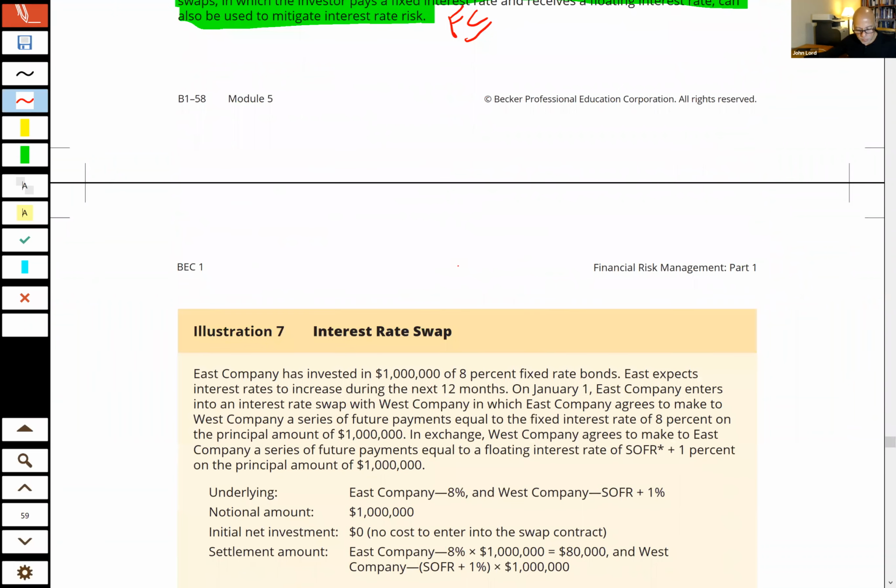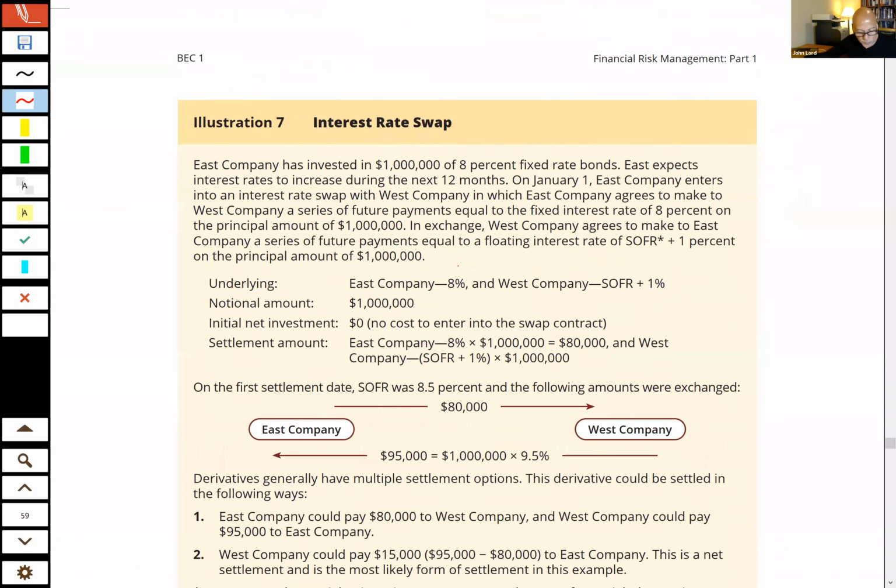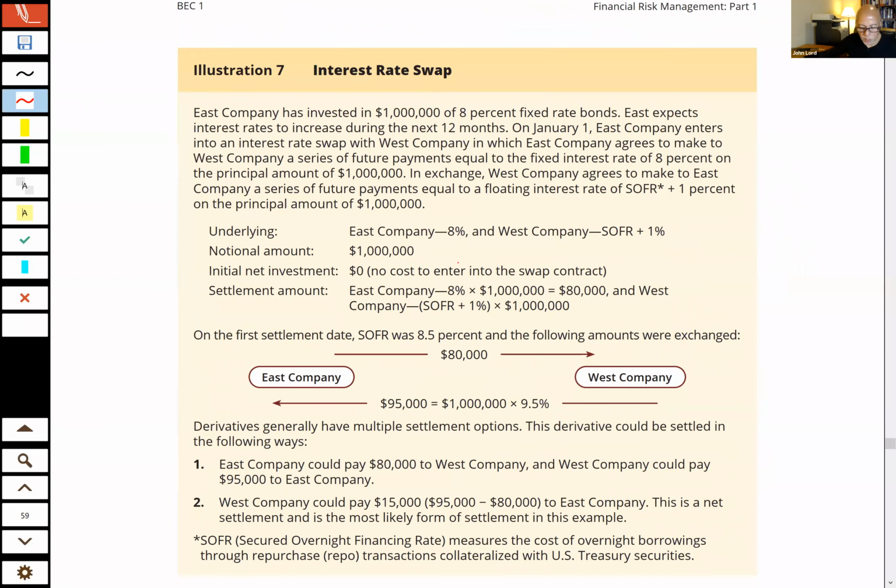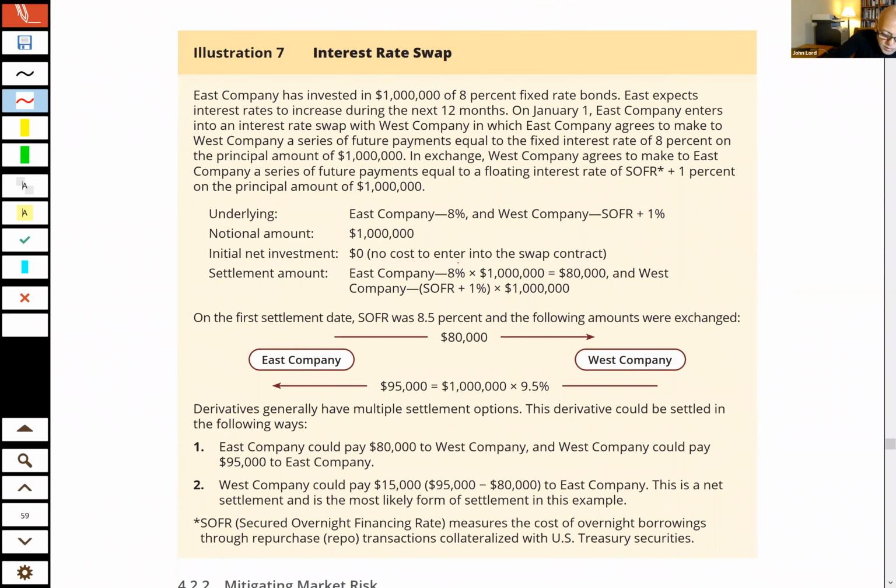So you can see that we have the example of an interest rate swap. And let's just see how East and West Company does this. The only thing that bothers me is when they do the example down here, and this is a pretty good example, but why didn't they put the West Company on the left side and East Company on the right side? But that's okay. We'll go ahead and forgive them for their poor geographic example here.